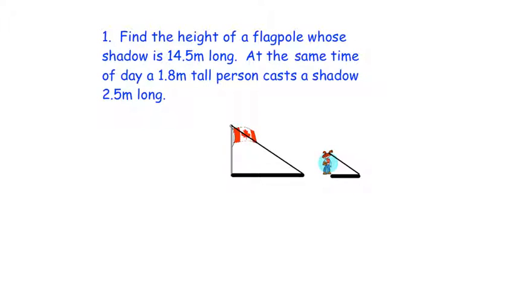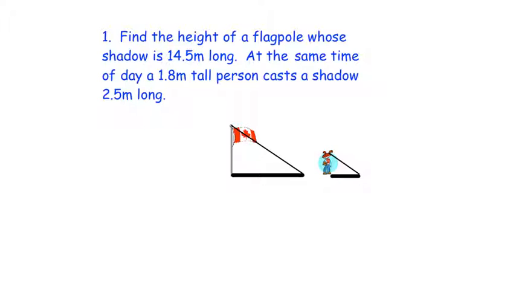Okay, so to set this up, let me just remind you a little bit about similar triangles and how we might use them. So here's a typical case where you say, okay, find the height of a flagpole whose shadow is 14.5 meters long, and at the same time of day, a 1.8 meter tall person casts a shadow 2.5 meters long. So here's the flagpole. Here's you. Here's the shadow of the flagpole, and here's your shadow. Okay? So basically, what do you know?